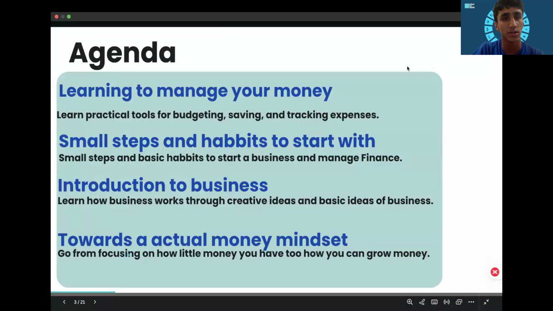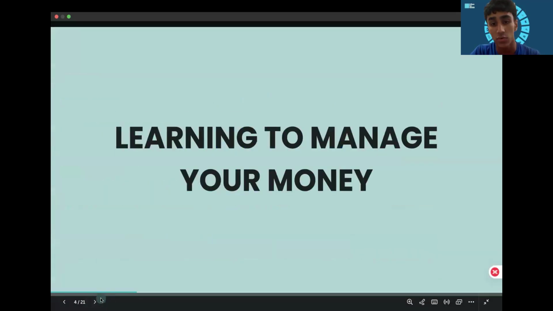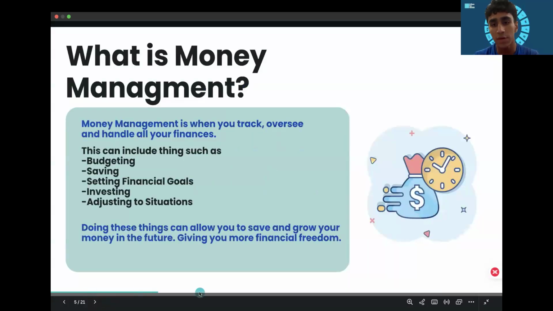All right, so today our agenda is learning to manage your money, small steps and habits to start with, introduction to business, and towards an actual money mindset. So to start, we're going to talk about how you can learn to manage your money. You might be wondering, what is money management? Well, money management is when you track, oversee, and handle all of your finances. This can include things such as budgeting, saving, setting financial goals, and investing, which a bunch of you did talk about, and adjusting to situations. Doing these things can allow you to save and grow your money in the future, giving you more financial freedom.